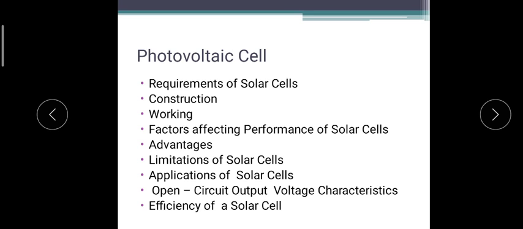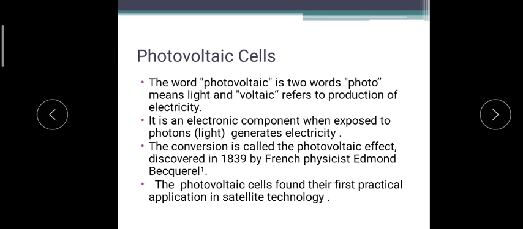Requirement of solar cell design. Even before going to that, let us have a brief history about the photovoltaic cell. It is an electric component that, when exposed to light, generates electricity. It was first discovered by French physicist Edmond Becquerel in the year 1839. The first photovoltaic cell application was in satellite technology.